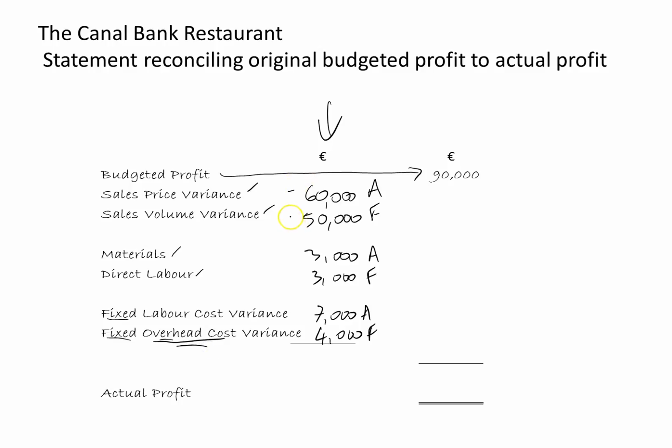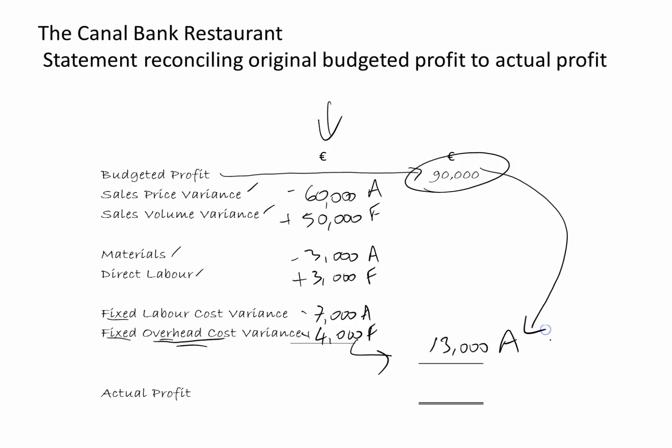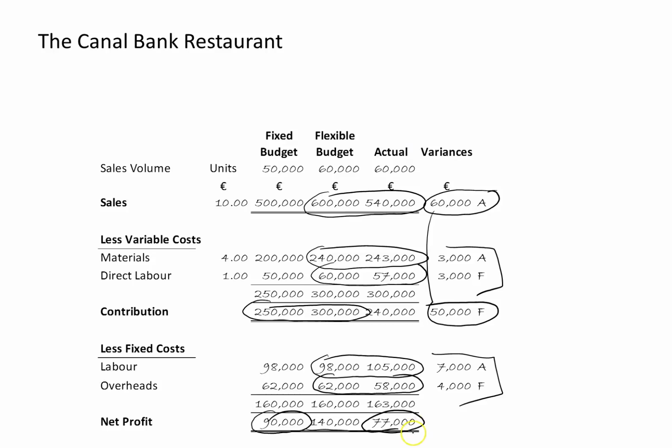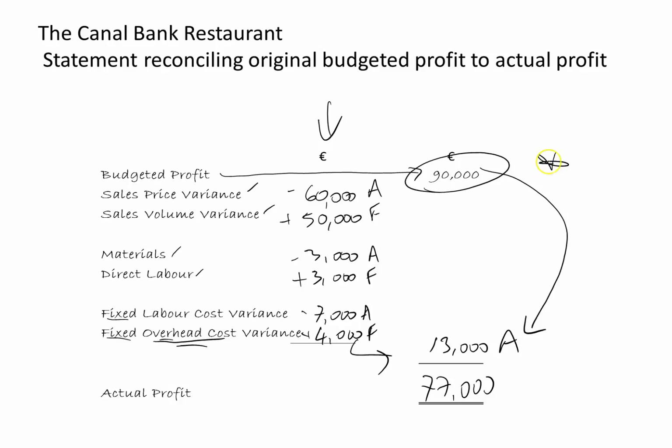So I'm going to add this up. I'll have a minus 60 plus 50 minus 3 plus 3 minus 7 plus 4, and if I bring the total out here, I will get a minus 13,000, which means I have a net adverse variance. So then the original budgeted profit, 90,000, minus the net adverse variance of 13,000 gives me the actual profit of 77,000. Okay, if I just go back here, we can see that's what the actual profit was. So I've reconciled the original budgeted profit with the actual profit using the variances.